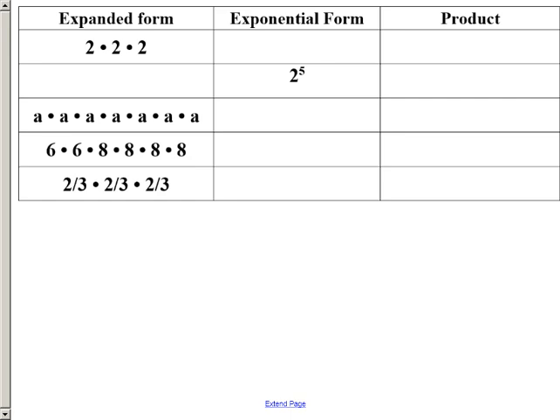So for this one, our first row, we have 2 times 2 times 2. And that's going to equal 2 to the third power, or 2 to the power of 3, because 2 is the number that's being multiplied and 3 is the number of times we're using it as a factor. And if we were to actually work that out, 2 times 2 is 4, and 4 times 2 is 8. So our product here is going to be 8.